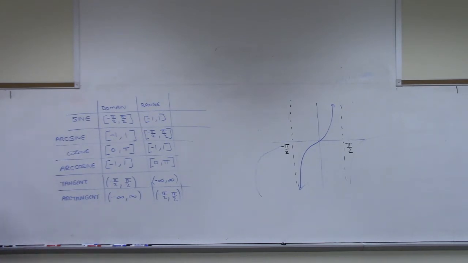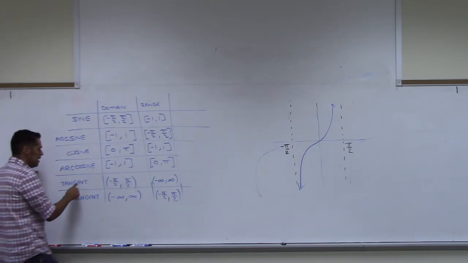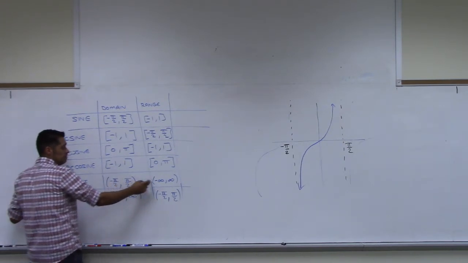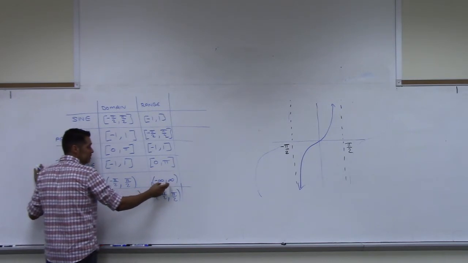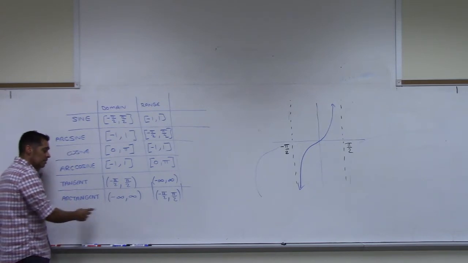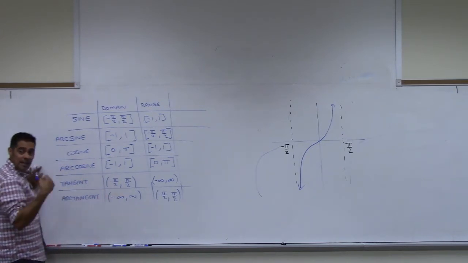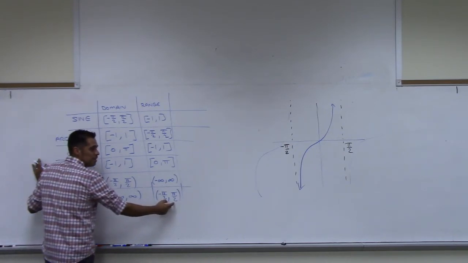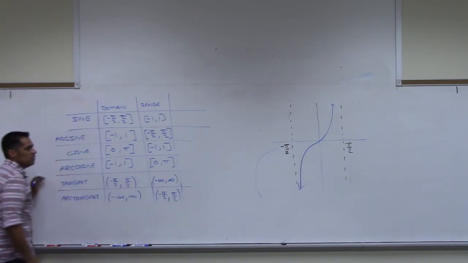Which is interesting. You can plug into tangent angles between negative pi over 2 and pi over 2, and it's going to spit out numbers that range from negative infinity to infinity. Now, the inverse function will take on any number. You can feed it any number, and it's going to spit out numbers, but only between here and here. So, interesting.